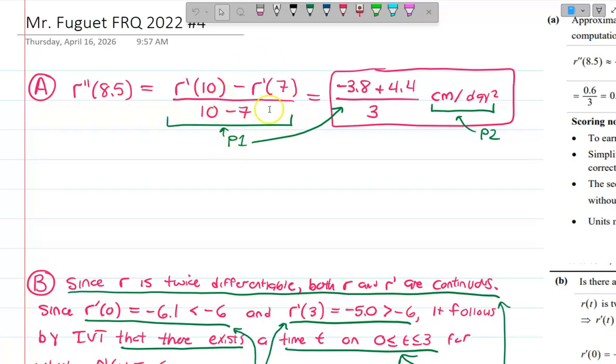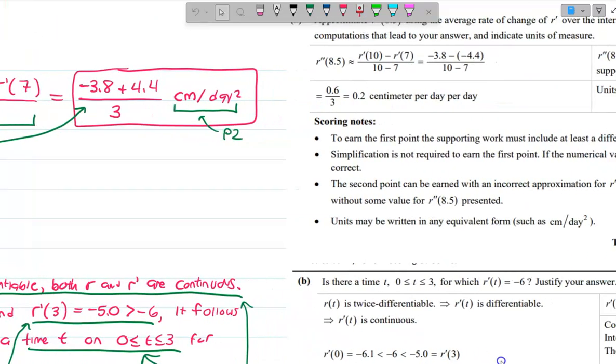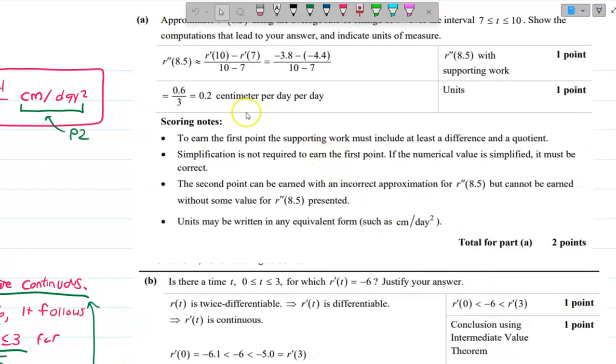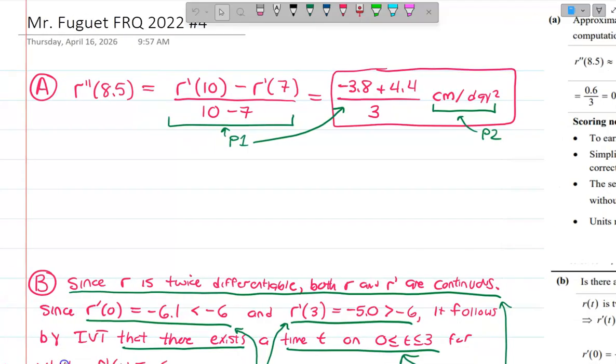You don't necessarily have to write what I have pointed at here first. If you just simply went straight to plugging in negative 3.8 minus negative 4.4 over 10 minus 7, that could have earned you point number 1. So this right here can actually take care of it both ways. I didn't simplify this. I believe the scoring rubric, let me just go ahead and scroll over, the simplified answer was 0.2. So if you got 0.2, good for you, but you didn't need to.